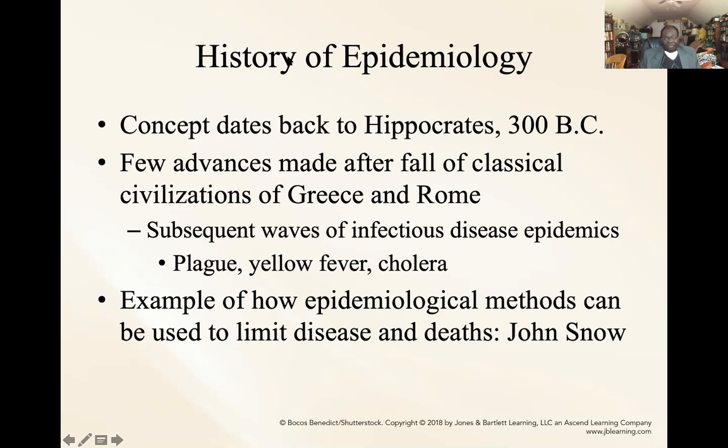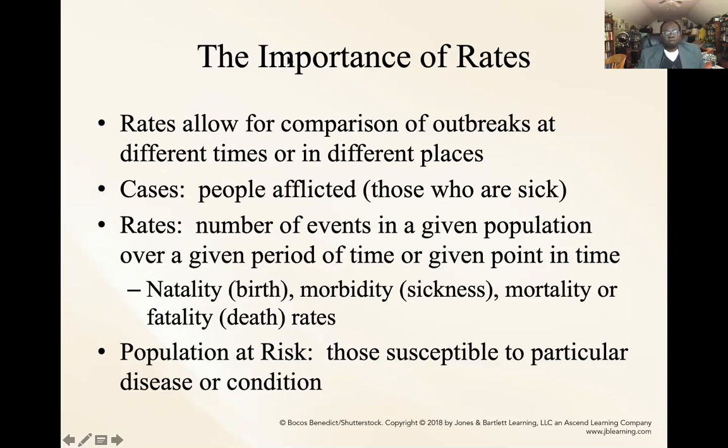So those are examples of how epidemiological methods can be used to limit disease and death, according to John Snow. Now, rates are most of the time a simple mathematical formula. Rates allow for comparison of outbreaks at different times or in different places.